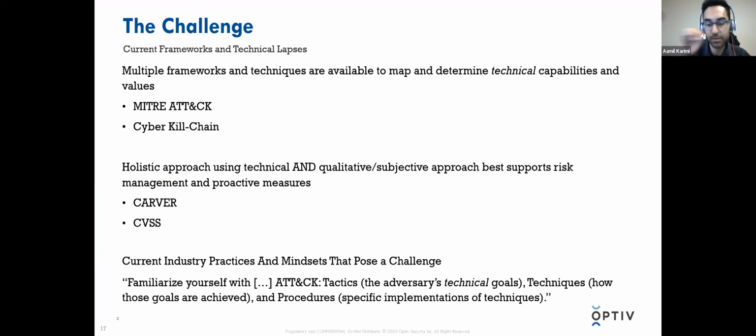And so the challenge that arose when we came up with the threat actor metric was we have multiple frameworks and techniques that are available for us to map and determine the technical capabilities and values of adversaries. And I emphasize technical because that's what our industry seems to be very focused on, technical capabilities. We have excellent frameworks like the MITRE ATT&CK framework. We have the cyber kill chain. These have all been used for quite a few years, and they're very good.